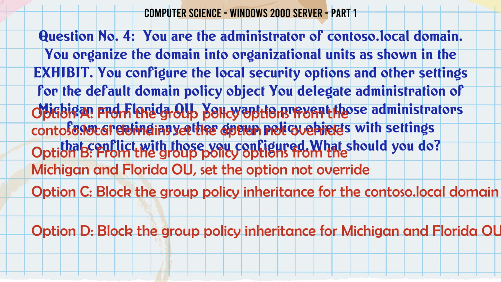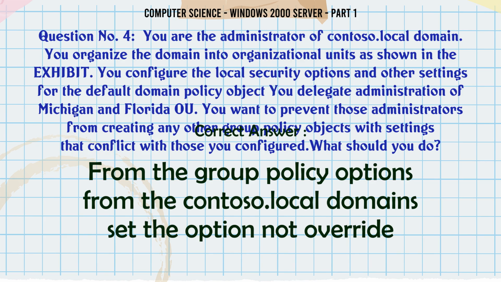A. From the group policy options for the contoso.local domain, set the option No Override. B. From the group policy options for the Michigan and Florida OUs, set the option No Override. C. Block the group policy inheritance for the contoso.local domain. D. Block the group policy inheritance for the Michigan and Florida OUs. The correct answer is A: from the group policy options for the contoso.local domain, set the option No Override.